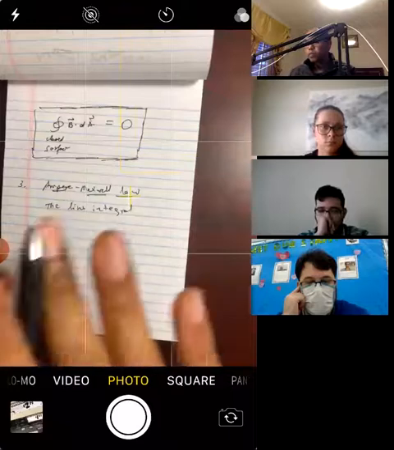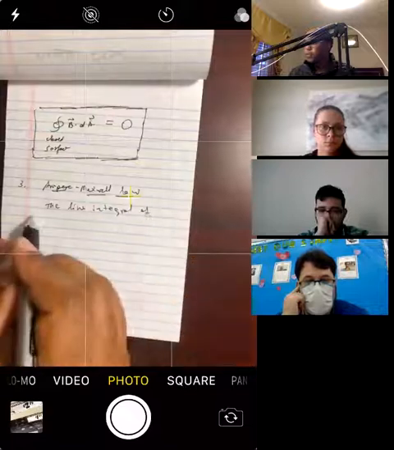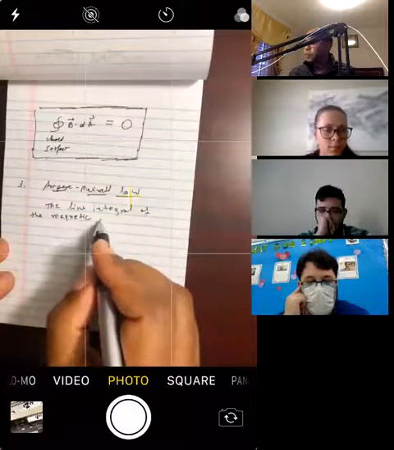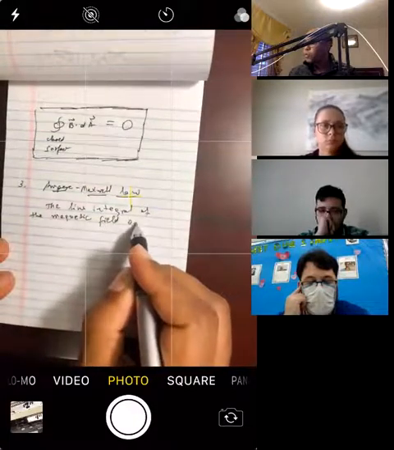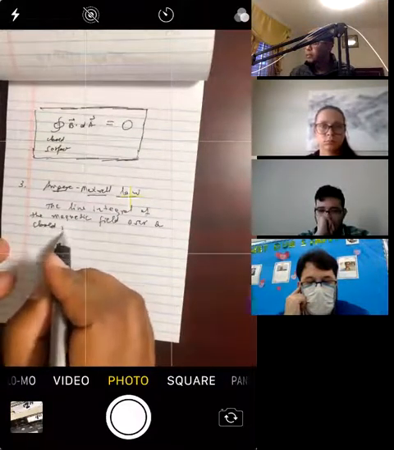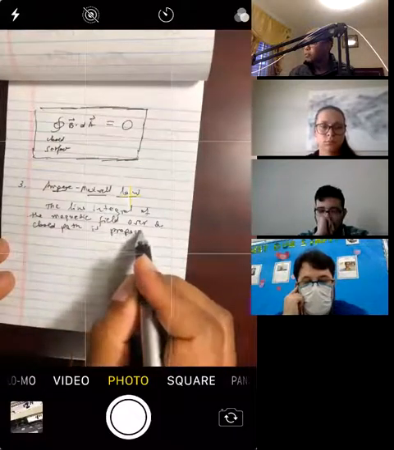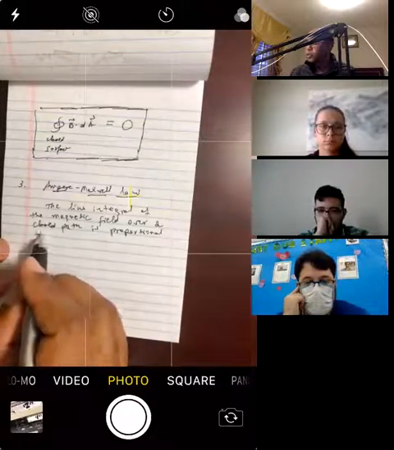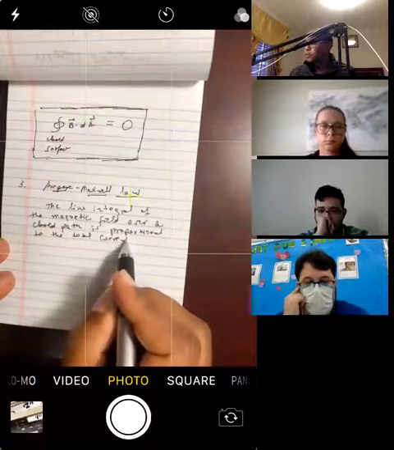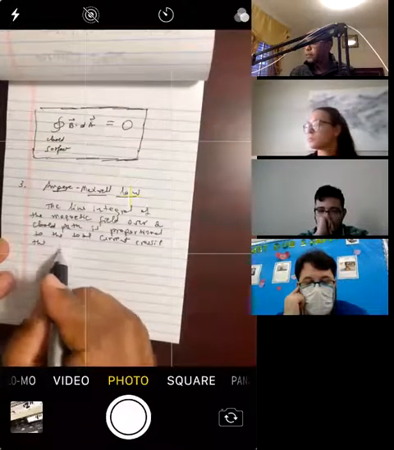Now, line integrals over paths, surface integrals over surfaces. Okay, so the line integral of the magnetic field over a closed path is proportional to the total current crossing the path, perpendicularly crossing the path.